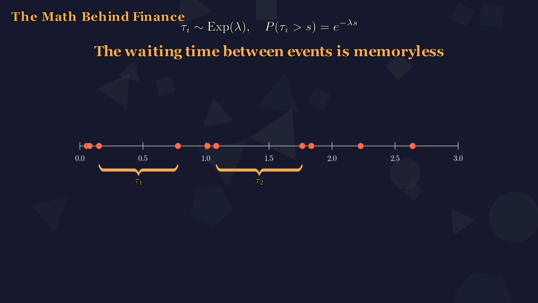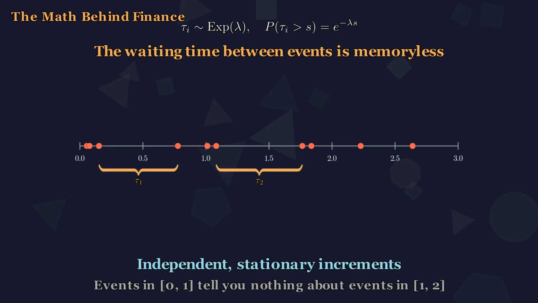Each gap is an independent draw from the same exponential, and this gives us the crucial property, independent stationary increments. What happens in one time interval tells you absolutely nothing about what happens in any other non-overlapping interval. This independence is precisely what makes the Poisson process the natural model for random shocks.